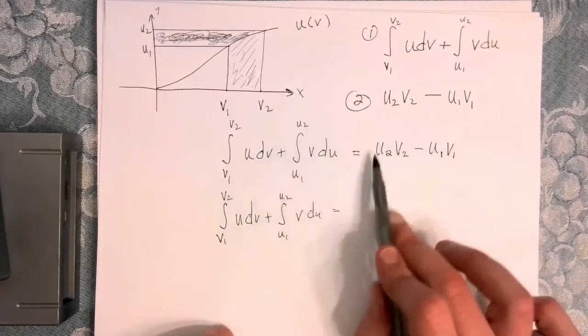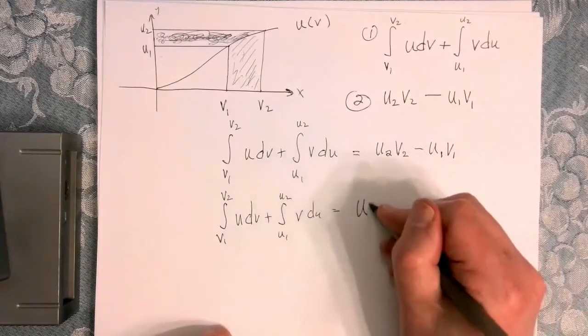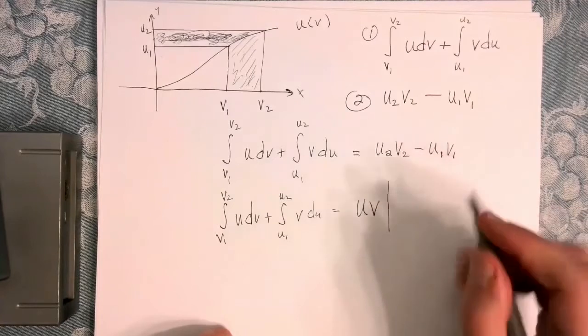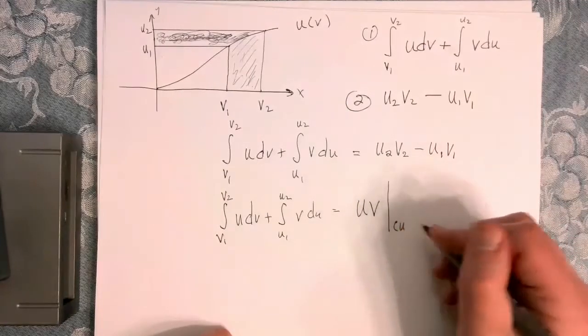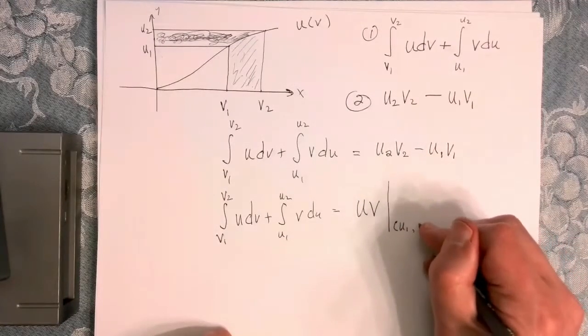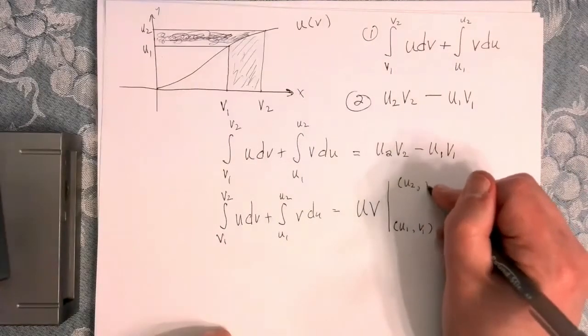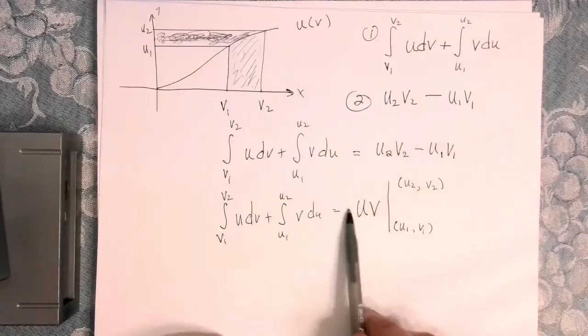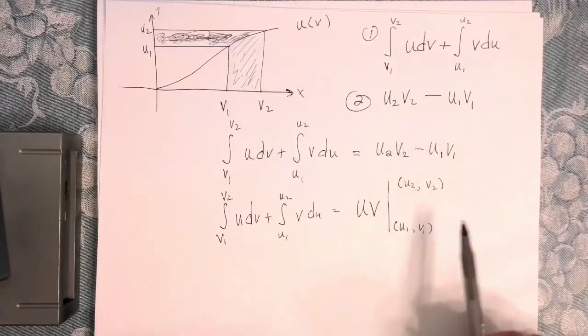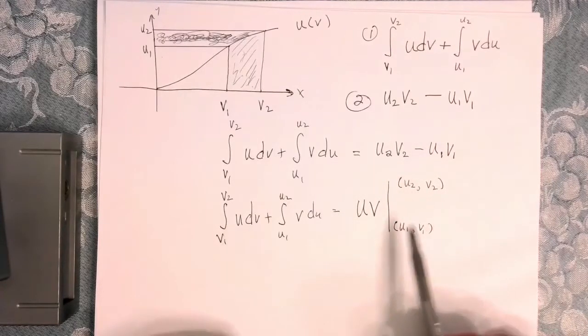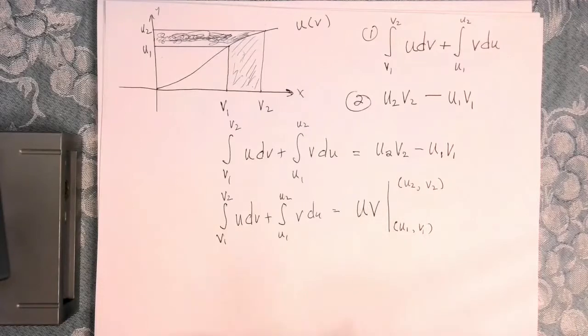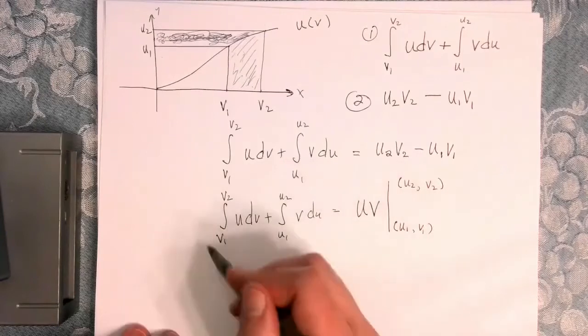So yeah, I could really think about this as u times v evaluated from u1 v1 to u2 v2, right? Because you would do this evaluated here minus, by the fundamental theorem of calculus, this evaluated here. And so this is specifically with bounds.